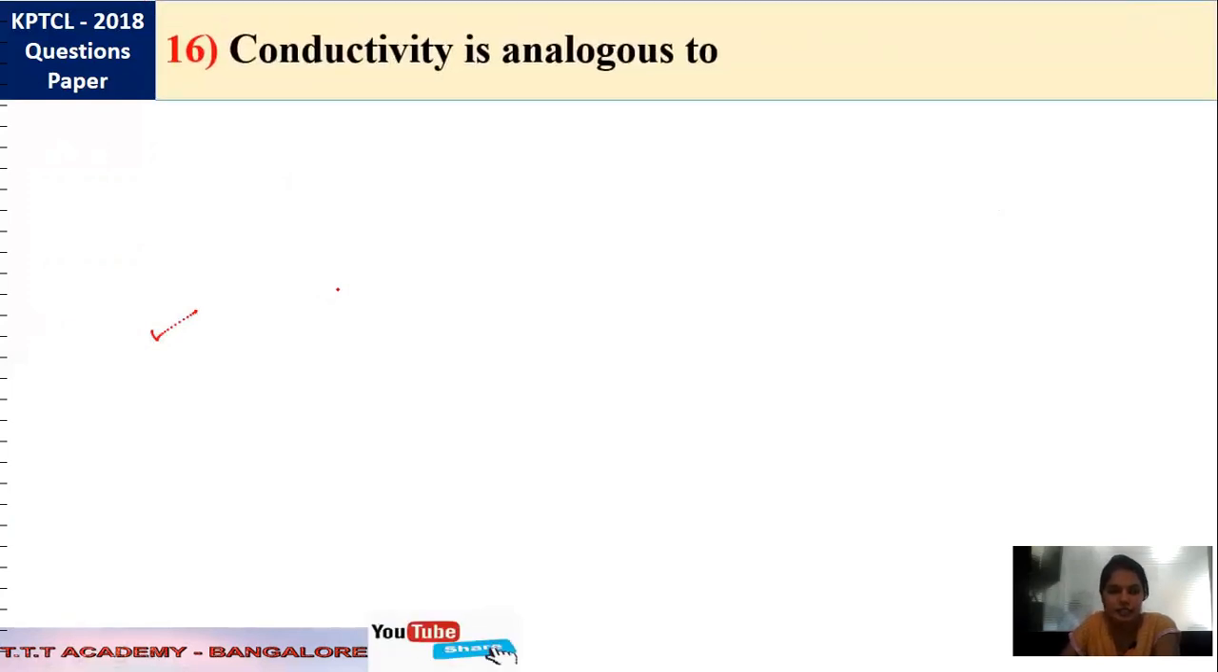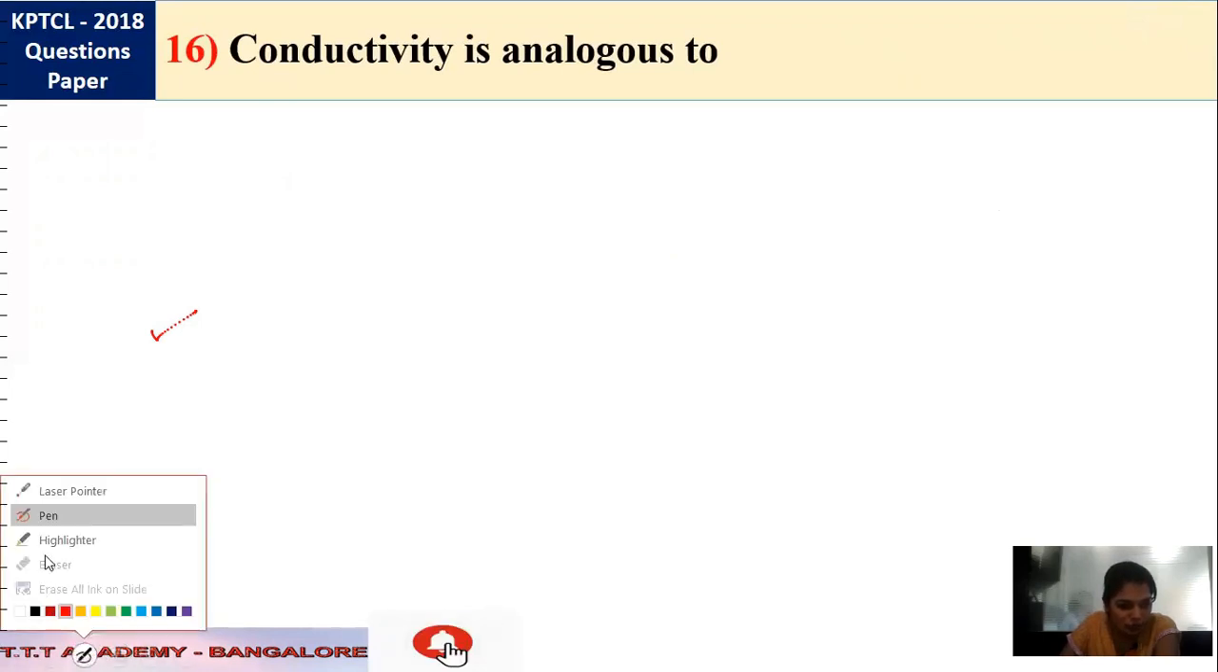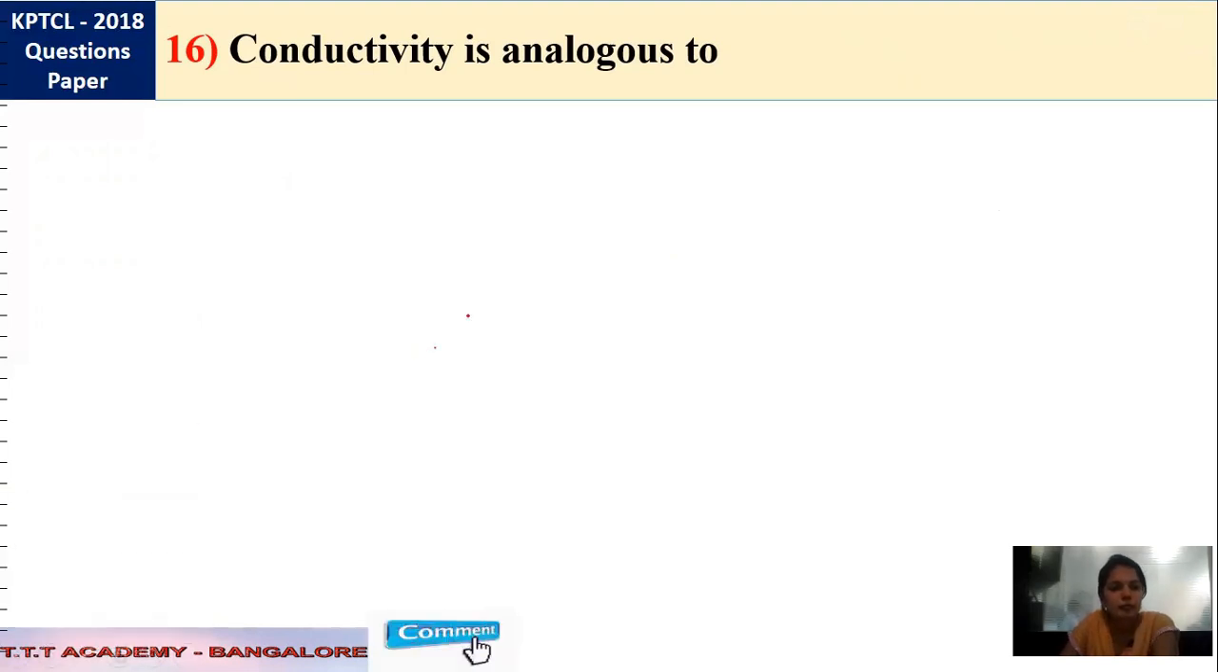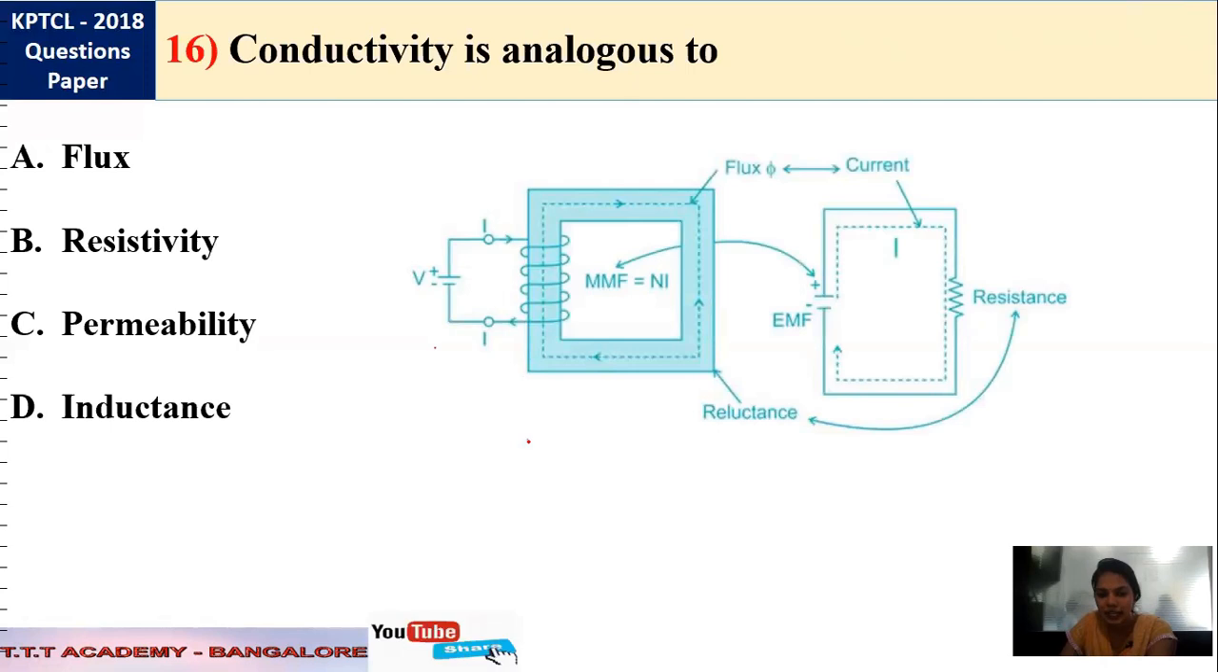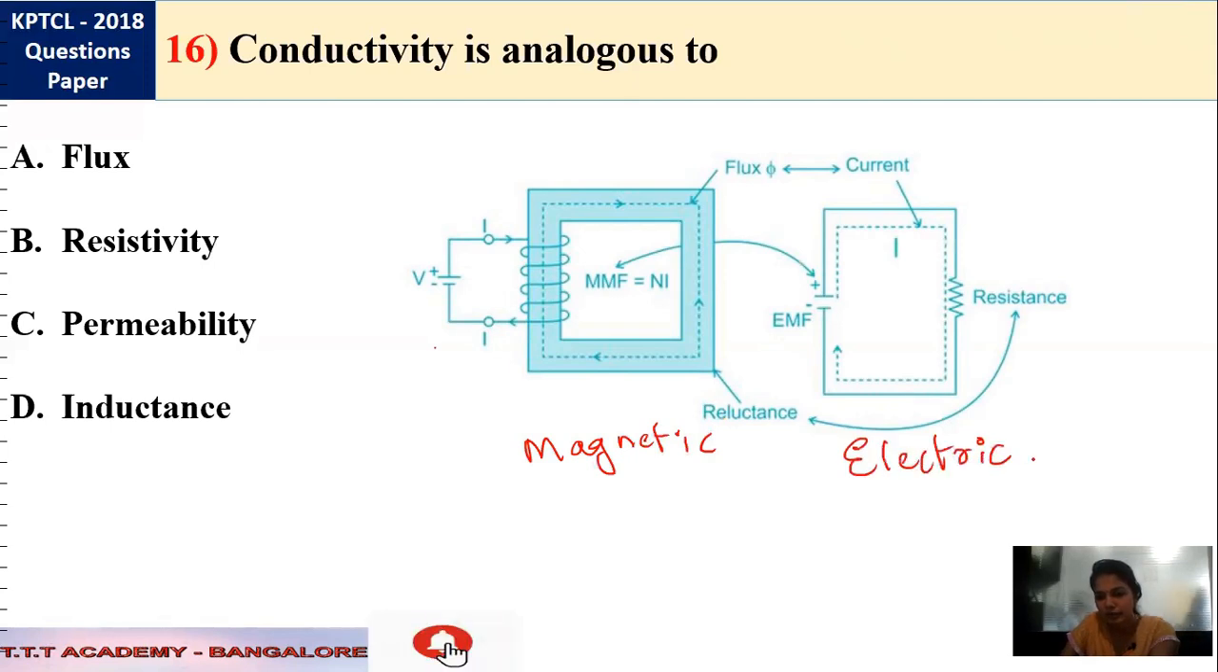So the next question is, conductivity is analogous to. So what is conductivity analogous to? The options to this question are flux, resistivity, permeability, and inductance. So we can compare a magnetic circuit with an electric circuit. All the parameters in a magnetic circuit will be analogous to the parameters of an electrical circuit.